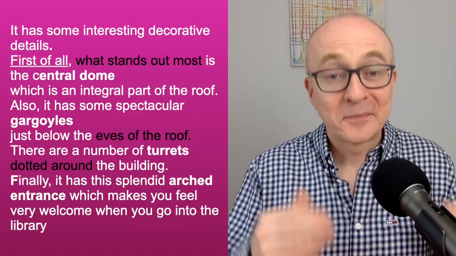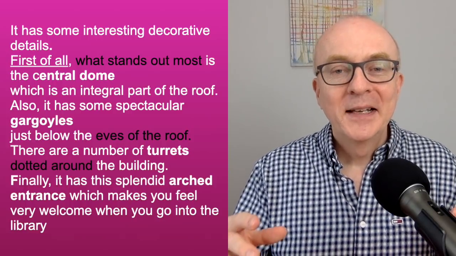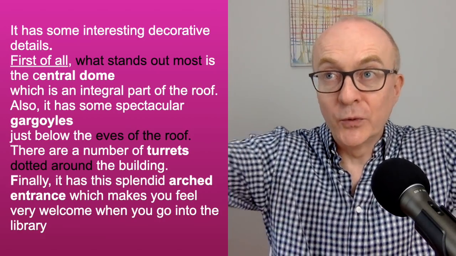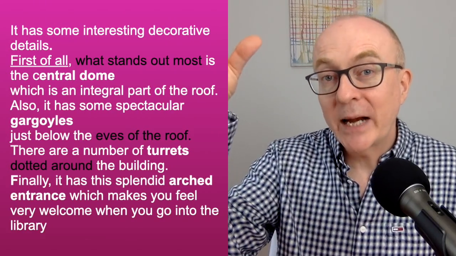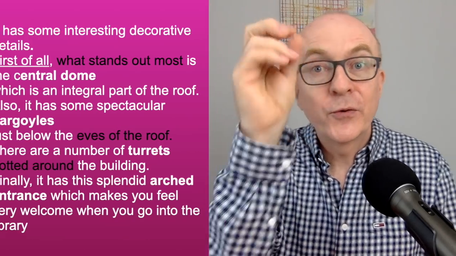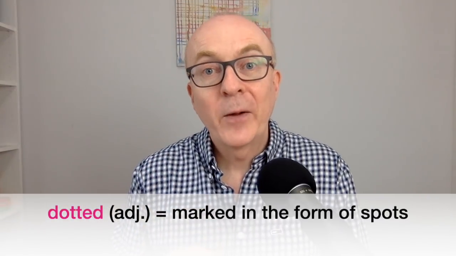Nice, good. What was it? The central dome, yes. I talked about gargoyles just below the eaves. The eaves of the roof is where the roof comes down, and just under the edge of the roof, normally where the birds go and nest, that's the eaves. I talked about the turrets, which are these little towers which are dotted. It's like if you took paint and threw dots on the building. It's literally dotted in different spots, dotted around the building.